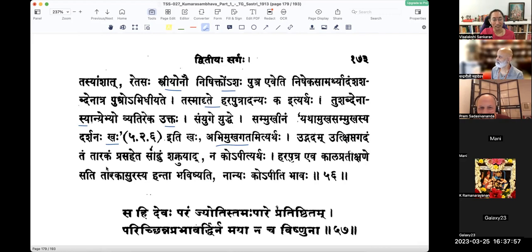Udgadam, udkshipta gadam, tam tarakam, prasaheta, sodhum shaknuyat, nakopi, ityartaha. Haraputrayeva, kalapratikshane sati, taraka surasya, hanta, bhavishyati, na anyakopi. Iti bhavaha. Only that is possible. Now, how is Shiva? He starts describing how Shiva is and what they have to do for that. And he goes into the next shloka. I'll stop with this.